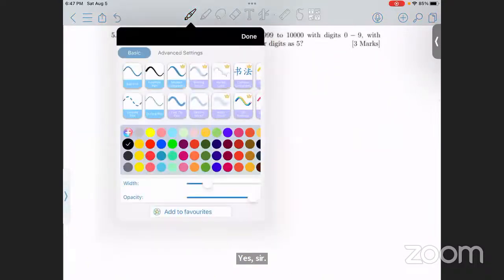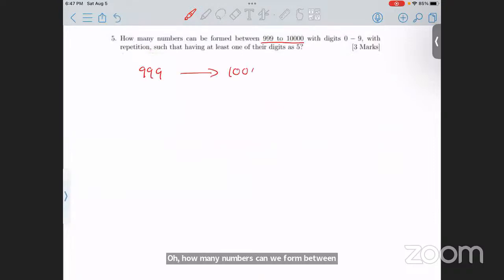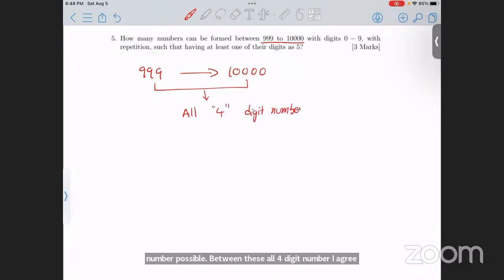Now coming to the 5th question. How many numbers can be formed between 999 and 10,000? That means only 4-digit numbers are possible. Between these, all 4-digit numbers lie. Agree? Yes, sir.